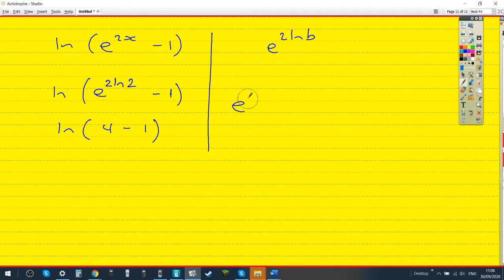So e to the 2 ln 2, that's the same as e to the ln 2 squared. You just move the front to the power. Oh, so 2 ln b will be the same as ln b squared. Just b squared. So, okay, e to the ln b squared. And so what does that simplify down to?